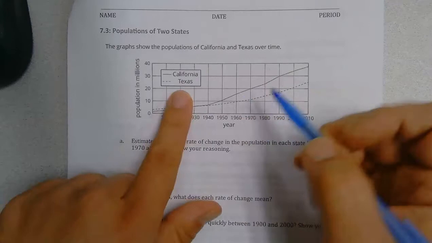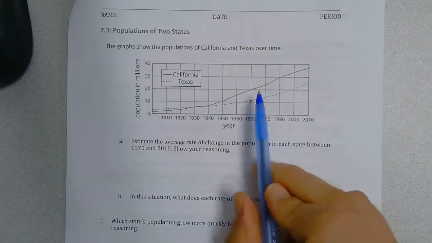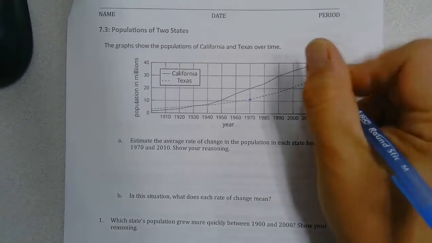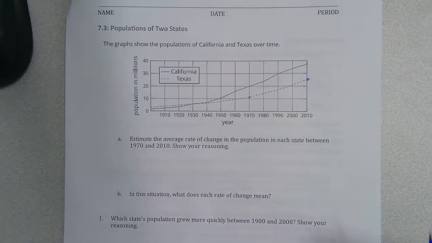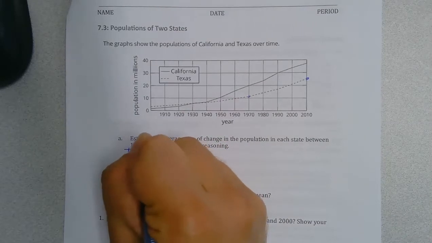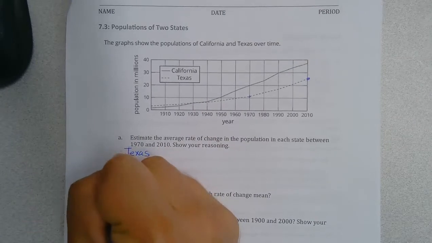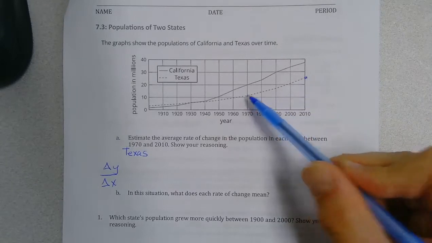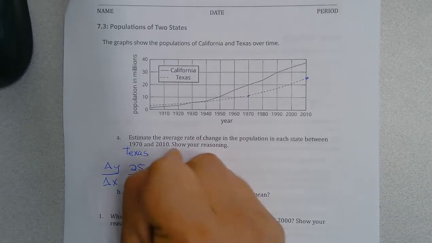So here is 1970 for Texas, and I'm going to estimate that to be about 11 million. And then 2010 for Texas, about 25 million. So I would go for Texas, my average rate of change, we would have change in Y over change in X. So again, 25 million minus about 11 million. So I'm just going to go 25 minus 11.